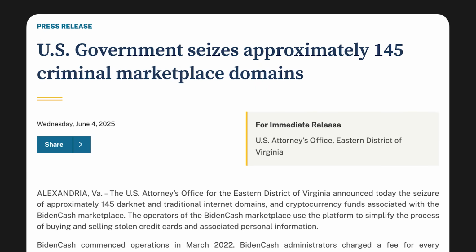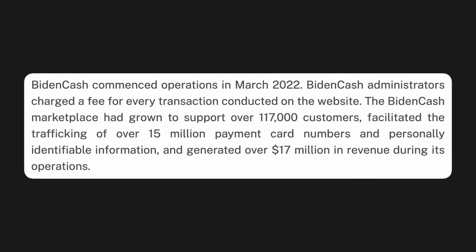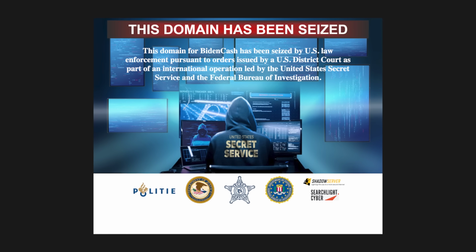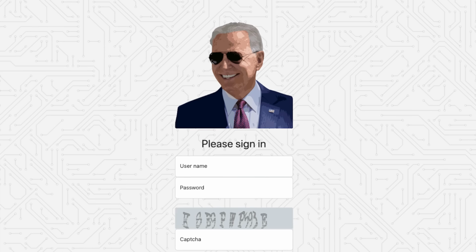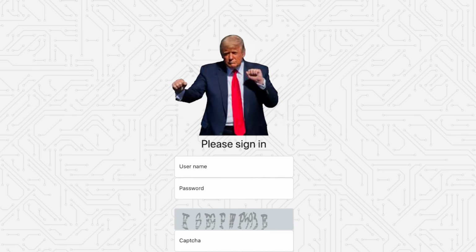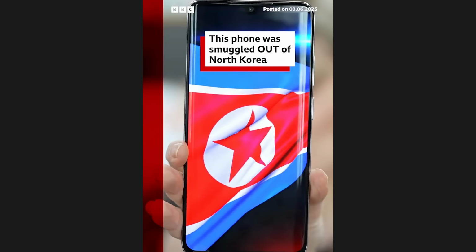But now, thanks to a joint operation involving Dutch and US authorities, BidenCash is no more, with 145 domains being seized. The DOJ says that the site had over 117,000 customers, facilitating the sale of over 15 million credit cards, generating revenue in excess of $17 million. However, as far as we know, no arrests were made, so maybe, just maybe, the site will reappear with new branding.